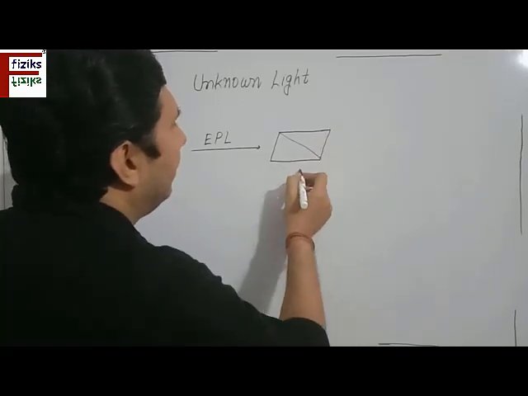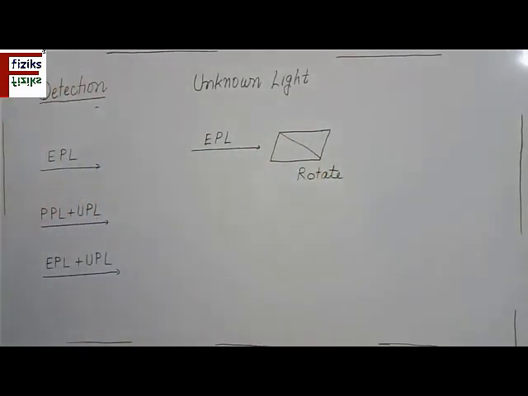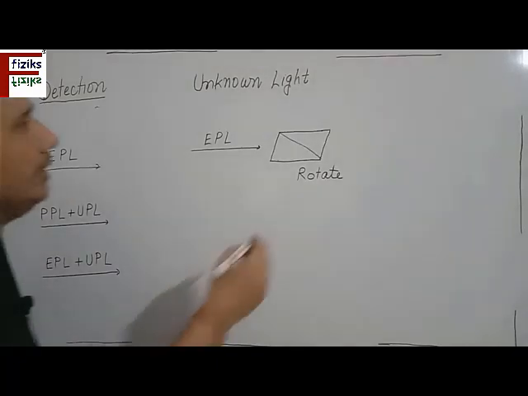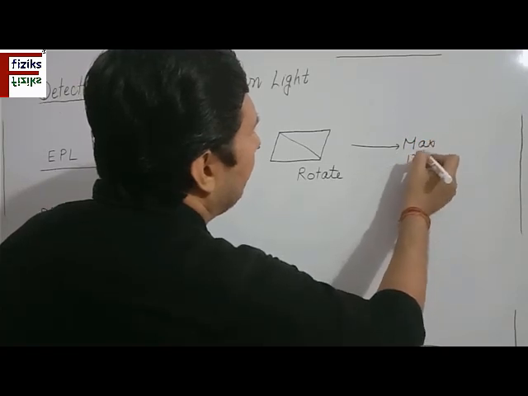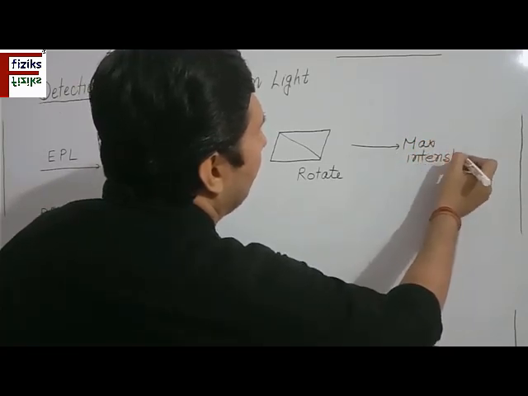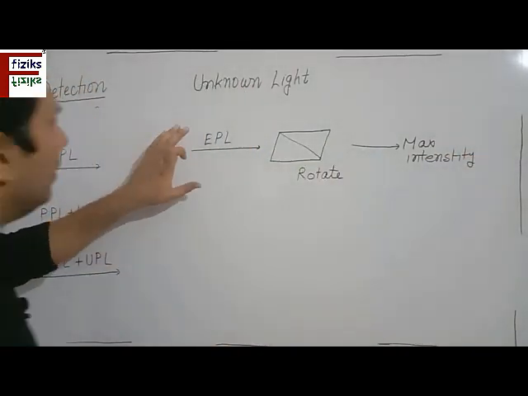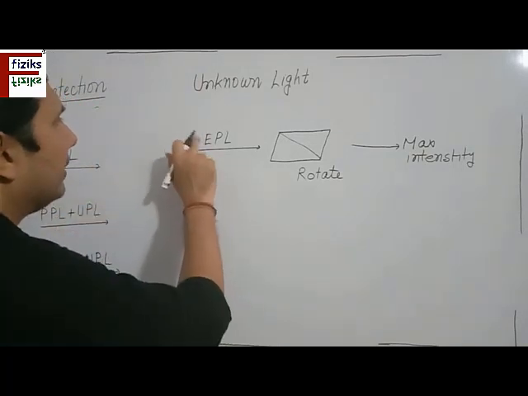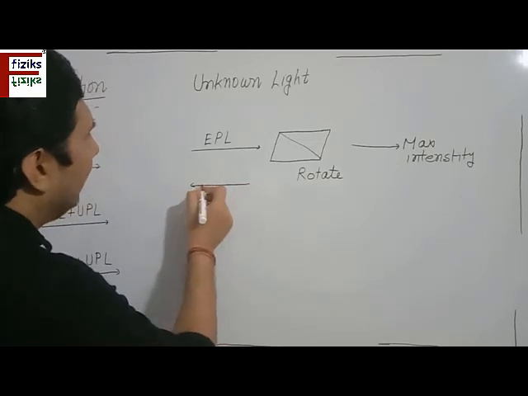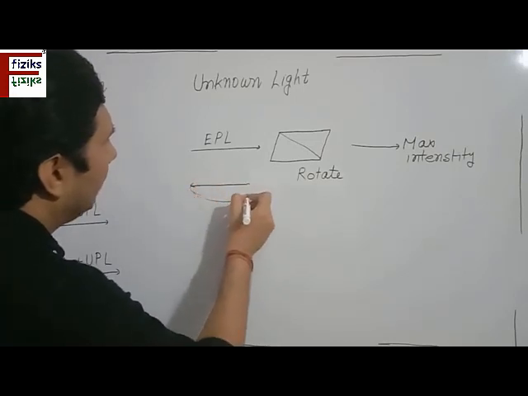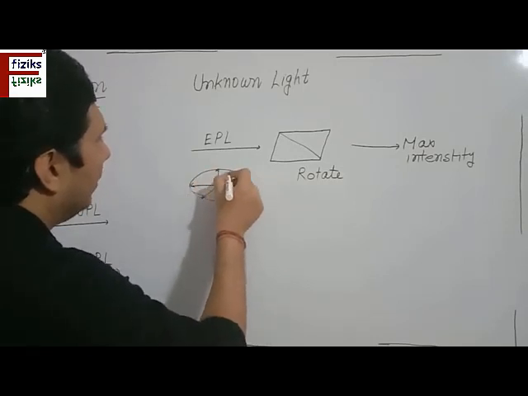We will rotate this Nicol, and we will rotate this Nicol up to the point when here on this side we have maximum intensity. So now when we are getting maximum intensity on this side, then the major axis of this elliptically polarized light, suppose this elliptically polarized light is like this. This is the elliptically polarized light.